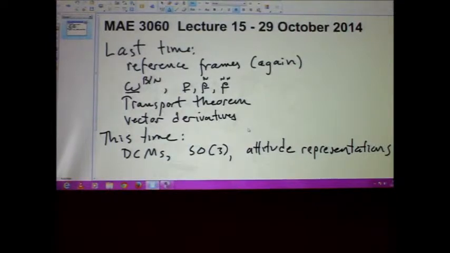So we'll talk about the direction cosine matrices, the special orthogonal group of 3x3 matrices, and attitude representations in general. So a direction cosine matrix is an attitude representation, but so are other things. So we'll talk about those other things as well.